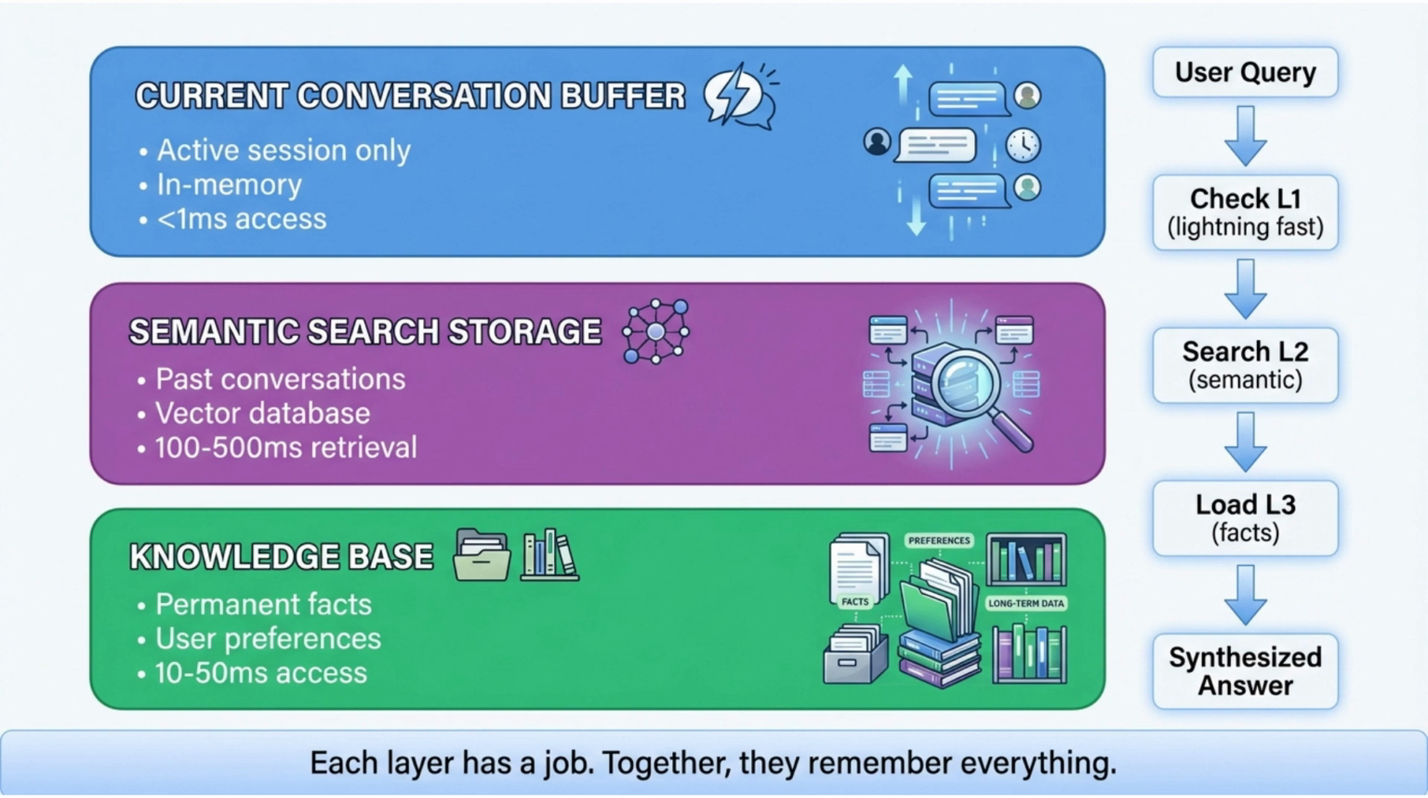Here's the key. The agent uses all 3 layers together. Current conversation in Layer 1. Relevant past experiences from Layer 2. Core knowledge from Layer 3. Synthesizes them into a response that's fast, accurate, and contextually aware.